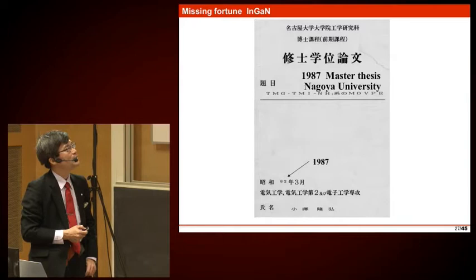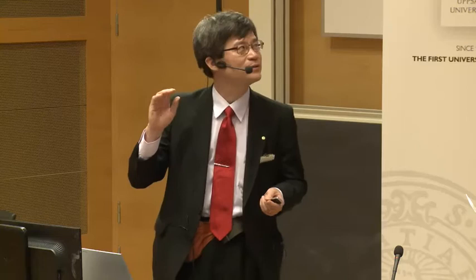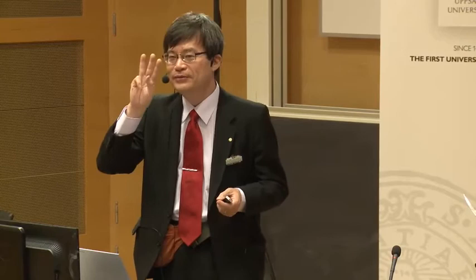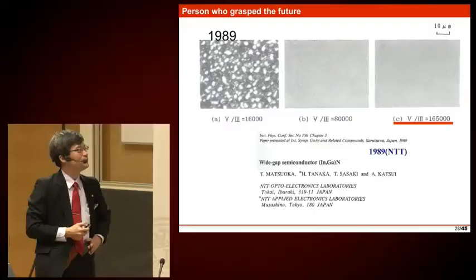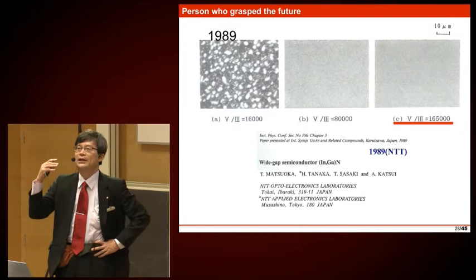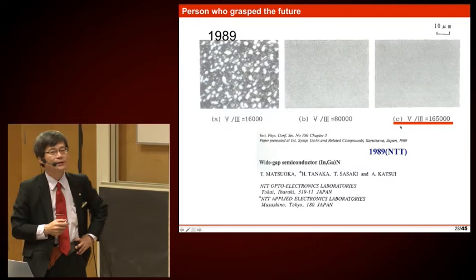Of course, we tried to grow indium gallium nitride in 1987, but it was not so successful. This material is very difficult to grow. We could only add an indium content of 3%, which is still in the UV region. We need much more indium, more than 15%, for true blue emission. In 1989, the NTT group, Dr. Matsuoka, succeeded in growing high indium content indium gallium nitride by growing under a very high ammonia flow condition and using nitrogen as the carrier gas.